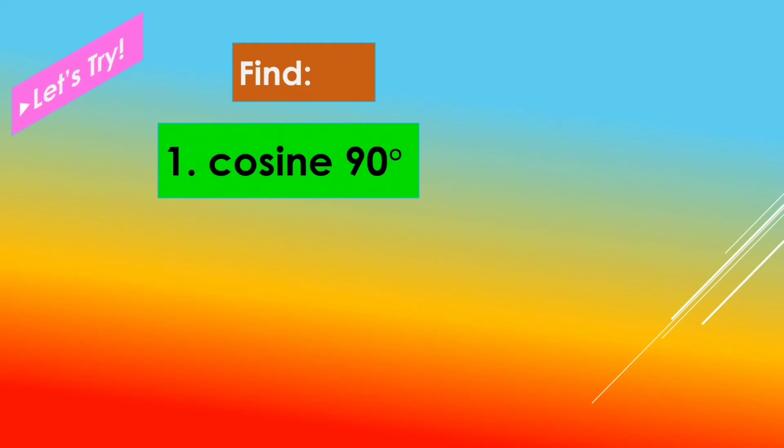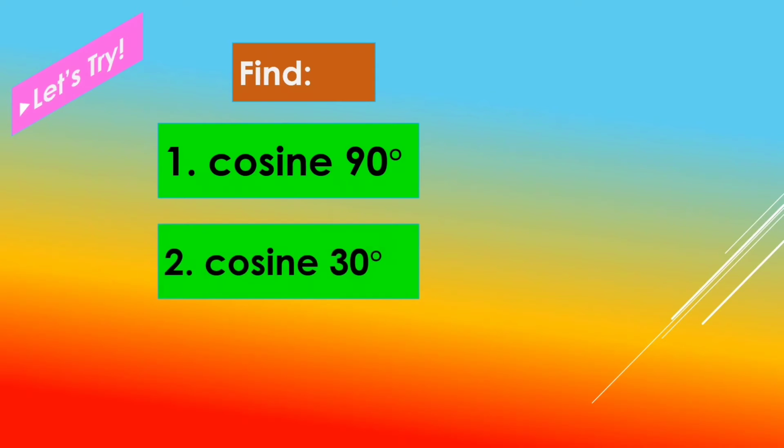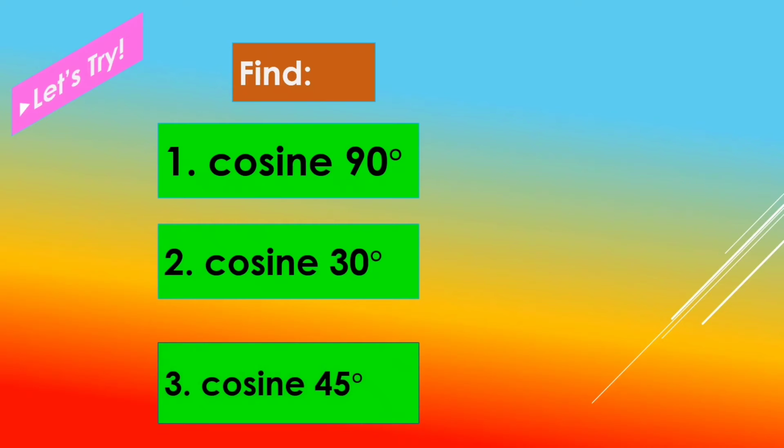Let's try again. Find the following. Number 1, cosine 90 degrees. Number 2, cosine 30 degrees. Number 3, cosine 45 degrees.